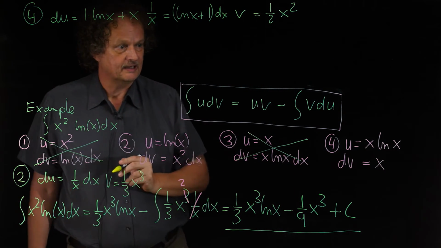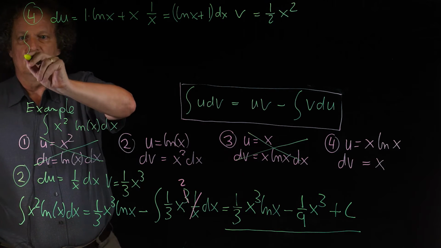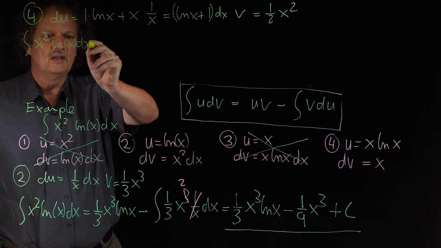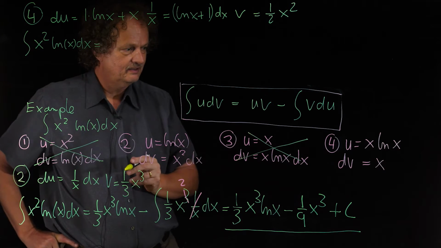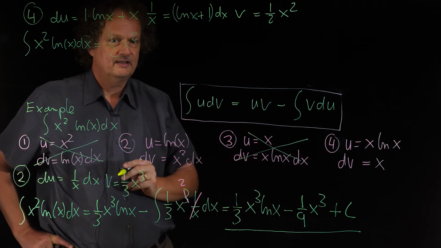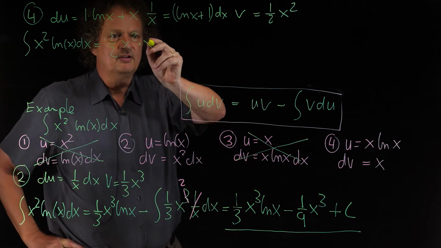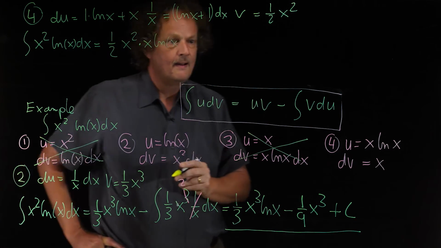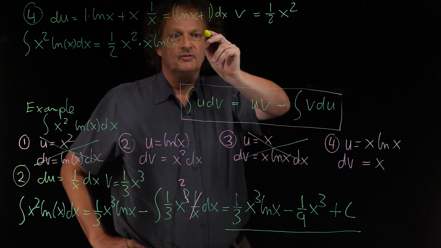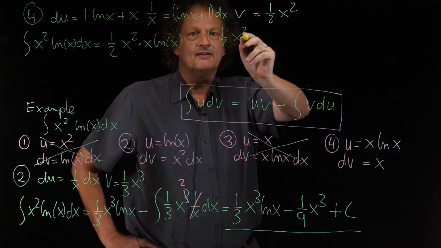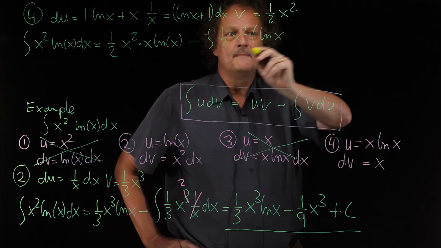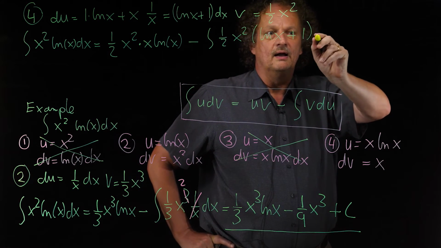So now we can again write out what the rule tells us. So the integral of u dv, which is x squared ln x dx, is equal to uv. So v is 1/2 x squared, and u is x times ln x minus the integral of v du. So this is the integral of 1/2 x squared, and then du is ln x plus 1 dx.